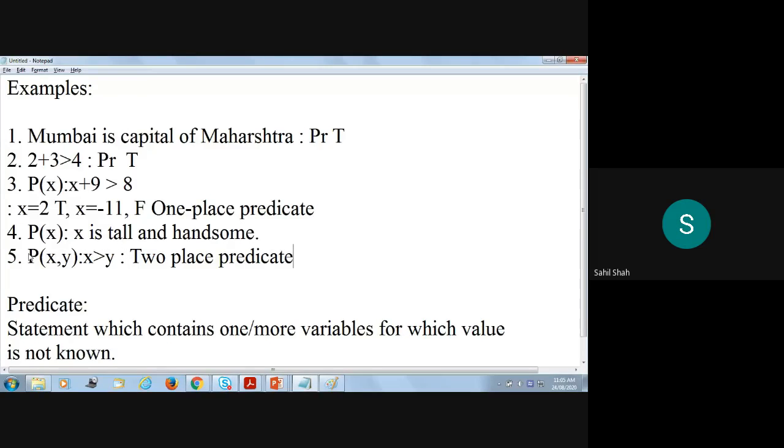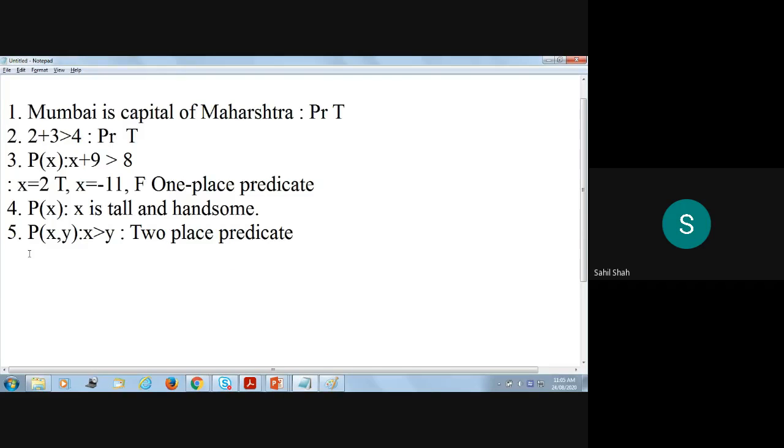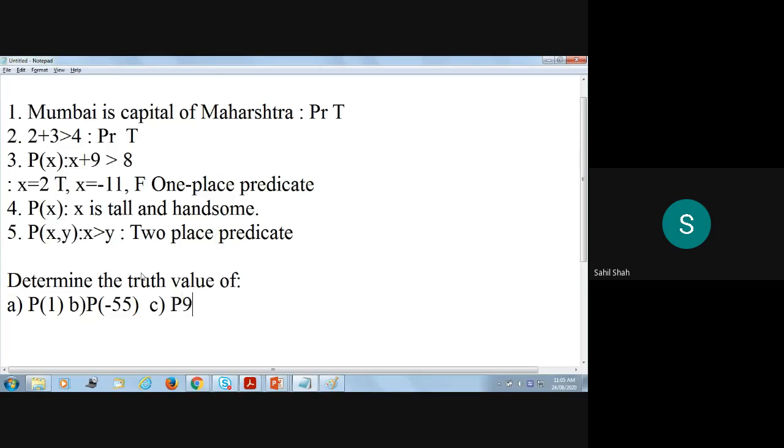Now I do have some questions related to this for you. Determine the truth value of the following. I'm talking about example number 3, otherwise you would be confused again. Otherwise, let me make it Q here so that your things will not be disturbed, and let me make it R.